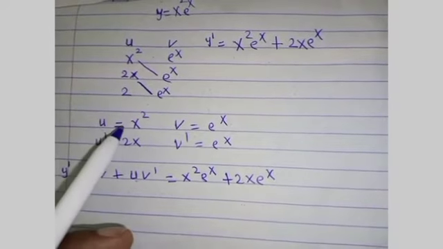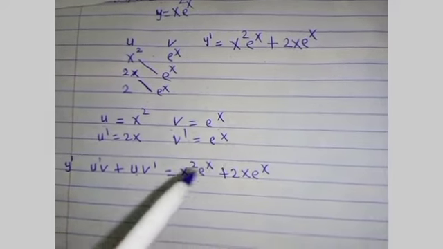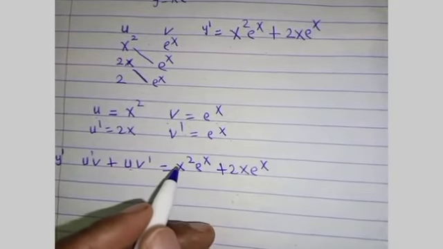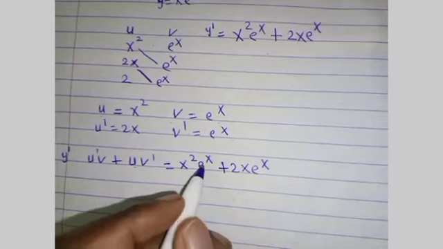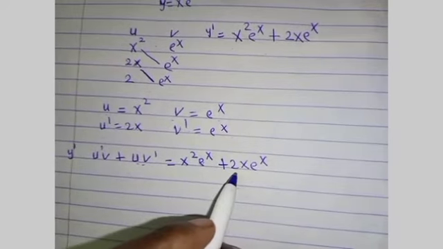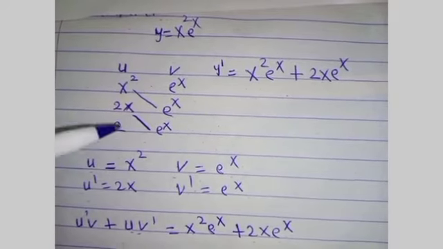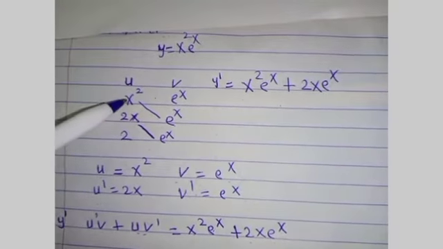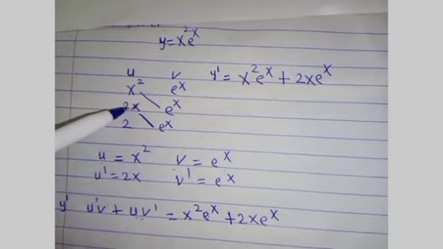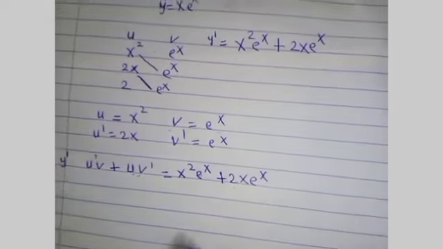So you have, let u be x squared, u prime is 2x, v is exponential x, v prime is exponential x. So we substitute: we have x squared multiplying by exponential x, plus 2x exponential x. Or alternatively, you can arrange them this way. You write u as x squared, exponential x, then differentiate this one that way and that one that way, then multiply the corresponding values, and your answer is the same.